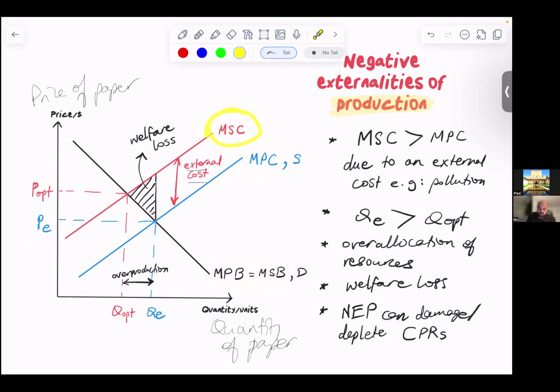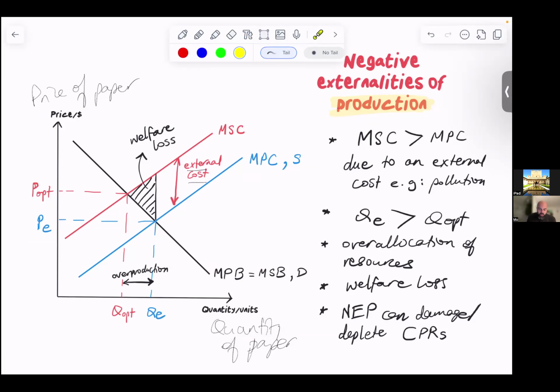The cost to society is higher than the cost to the individual producer. Why? Because there's an external cost that the producer is not paying for. Society is bearing that cost. Okay, now that creates a welfare loss.